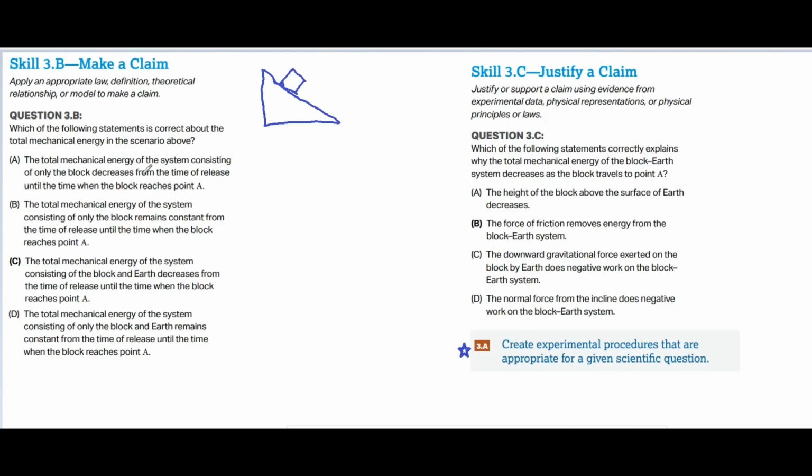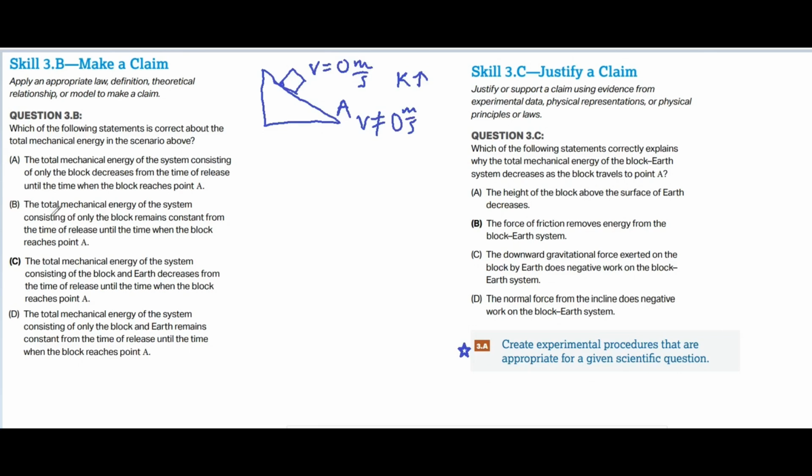The total mechanical energy of the system consisting of only the block decreases from the time of release until the time when the block reaches point A at the bottom. Now, if we're looking at only the block, it has a velocity of 0 up top, and then finishes with some non-zero velocity at the bottom, which means that the kinetic energy definitely increases. So according to this, it says only the block decreases, so that is definitely not true.